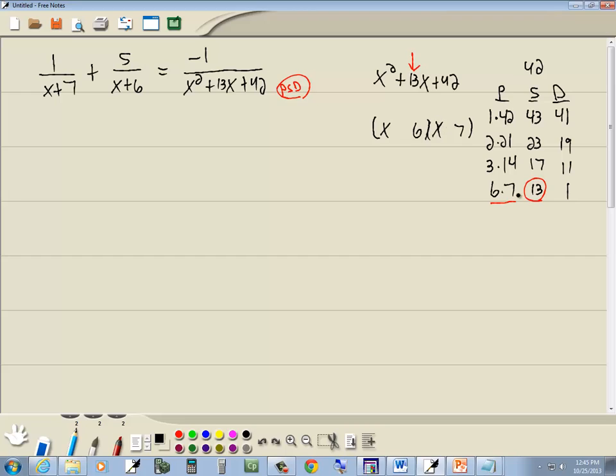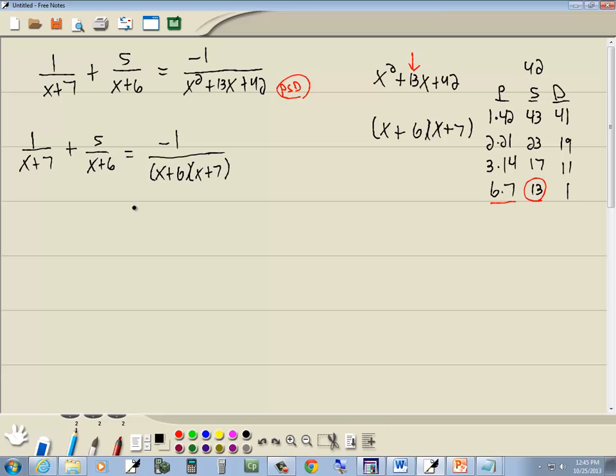Now our larger number in the P column that we're using, which is a 7, will always be the same sign as the middle term, which in this problem is a positive. The number I circled in the S column, S for same sign, so if this one's positive, then this one's positive. So this problem now becomes 1 over x plus 7 plus 5 over x plus 6 equals negative 1 over x plus 6, x plus 7.